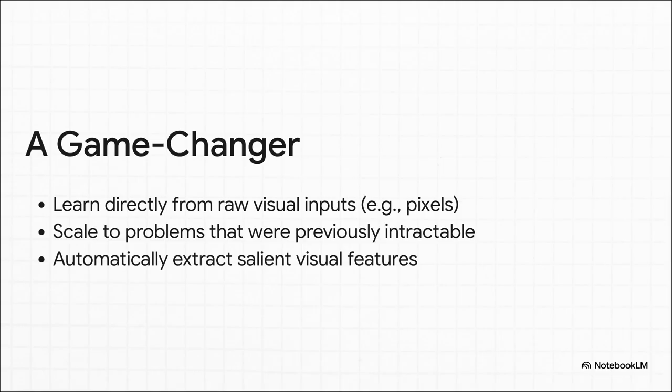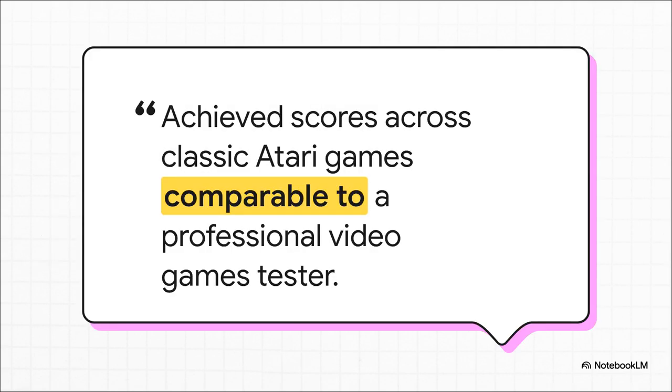This just blew the doors open, letting RL tackle problems that were completely impossible before, because the network can figure out what's important all by itself. And this led to a massive aha moment for the entire field. When researchers at DeepMind built an agent that learned to play old Atari games just by watching the screen, it didn't just learn, it got so good that it achieved scores comparable to that of a professional video games tester. This was the proof. This wasn't just a theory anymore, it was an incredibly powerful tool that actually worked.